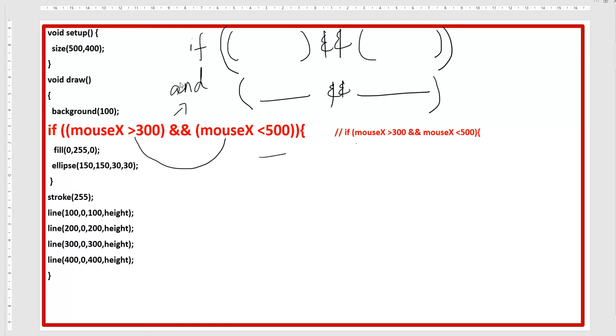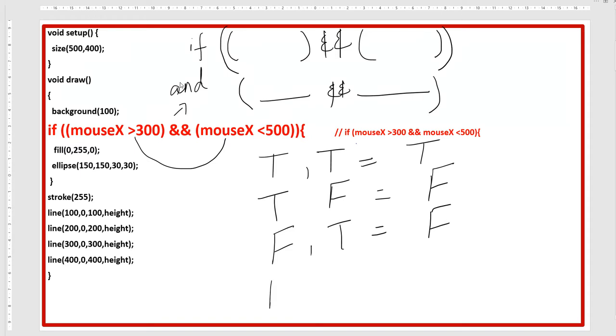In and, both conditions should be true in order to get the true output. If suppose one condition is true and another condition is false, you will always get false output. If one condition is false and the second is true, again it will be false. And if both are false, then definitely it is false. So keep in mind, both conditions should be true in order to get the true answer.